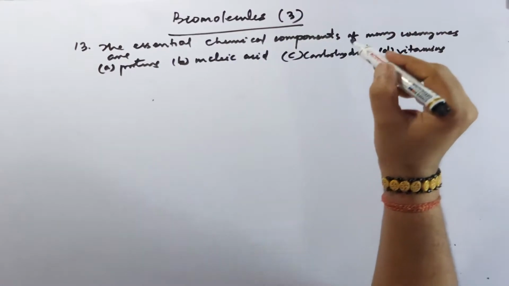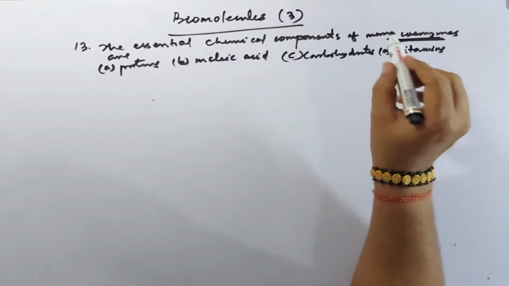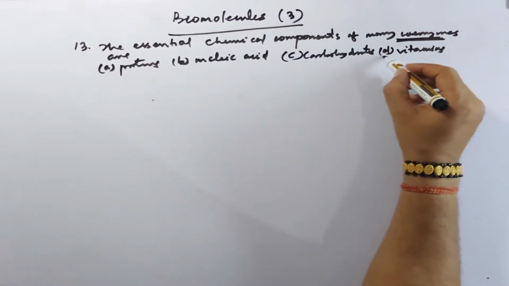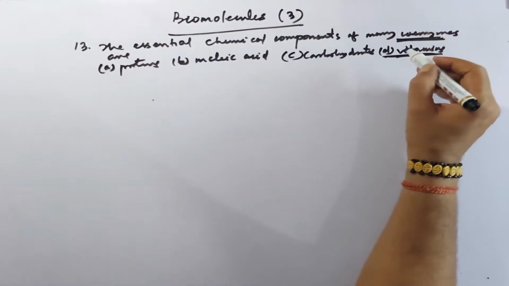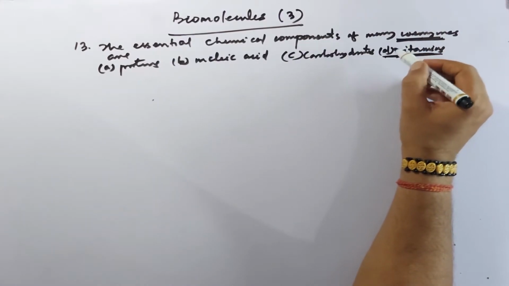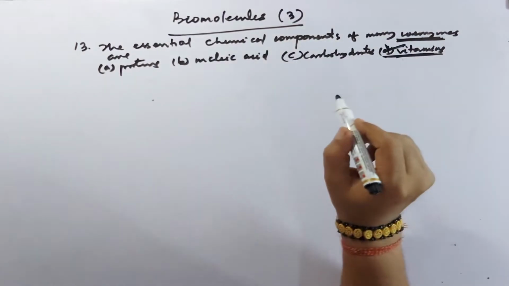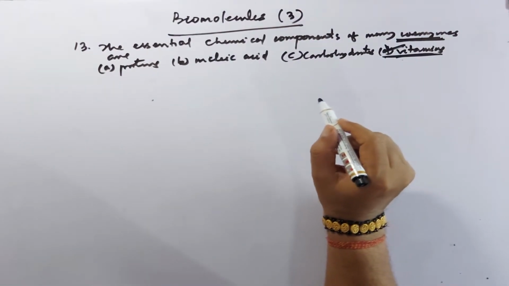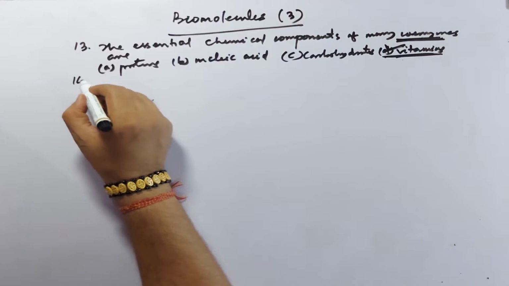So essential components of many coenzymes we have discussed in the theory classes of previous videos. So vitamins play a very vital role, and niacin we have also discussed, so these vitamins play a vital role as components of coenzymes. Then question number 14.